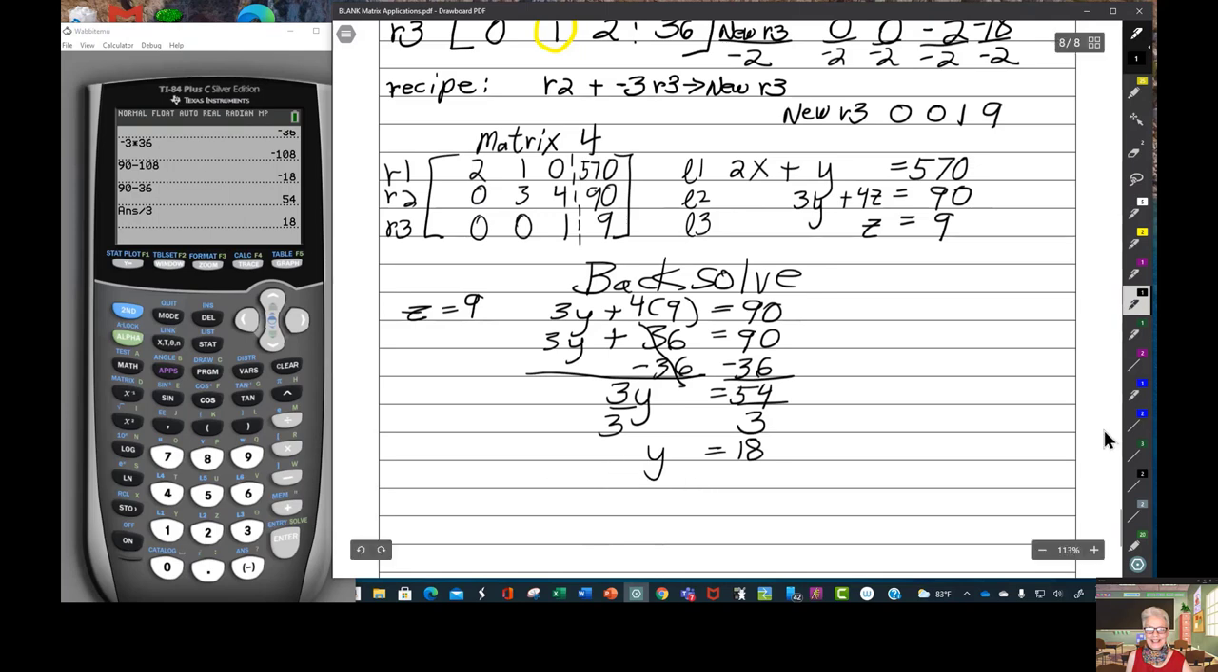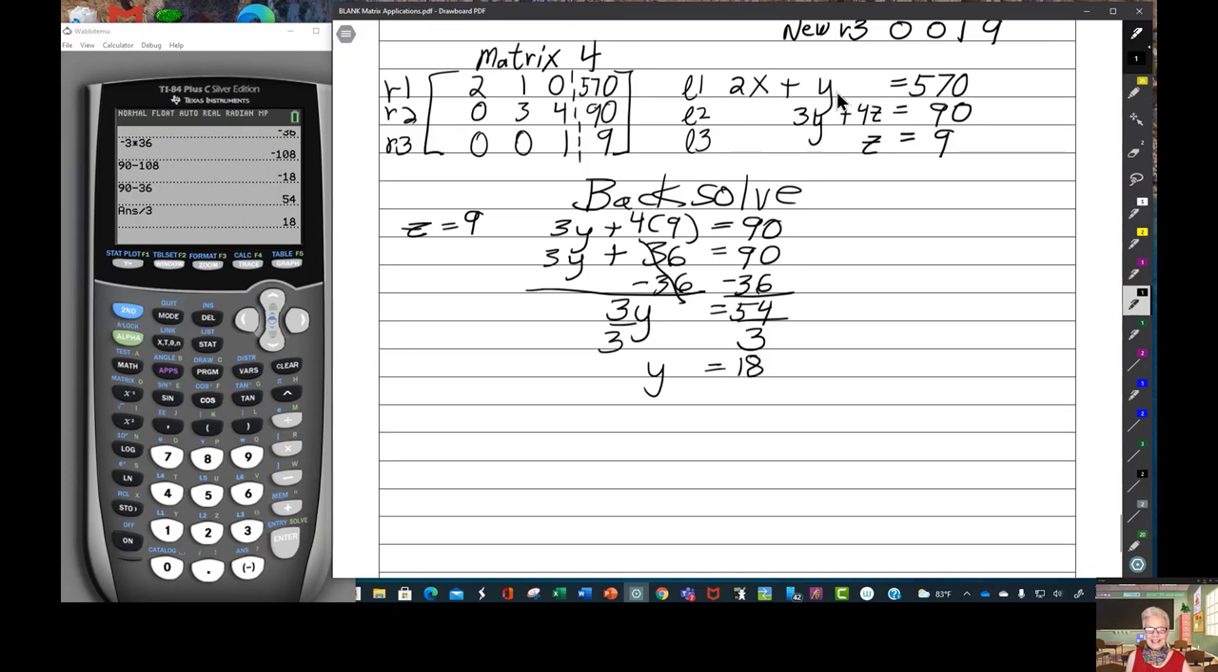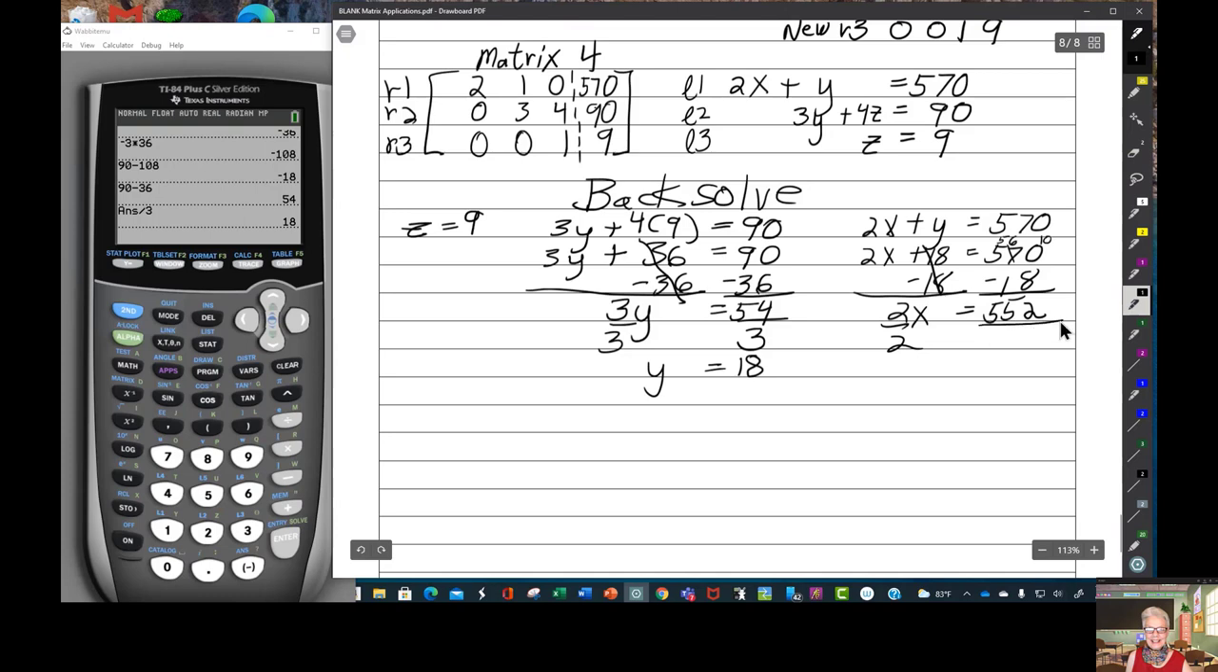Now we go to row one, which is 2x plus y. So line one, 2x plus y equals 570. 2x plus 18 equals 570. Subtract 18, subtract 18. I really hope this is right. 2x equals 552. And then I divide by 2 and divide by 2.